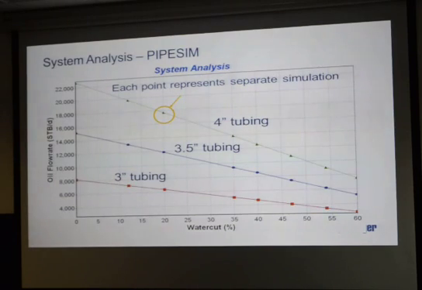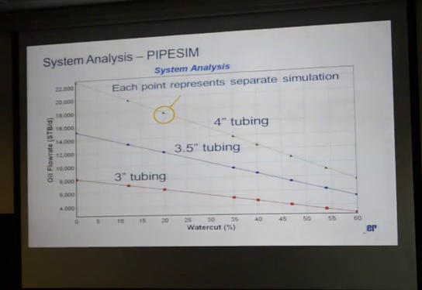Right? So this is a lot of sensitivities that you can do, and also estimate that when I approach a water cut of say 50%, meaning that your field is almost mature, what are the rates that you're going to get? With this 3 inch tubing, you are getting something around close to 3,000 barrels. With 4 inch tubing, you get something around 8,500 barrels.